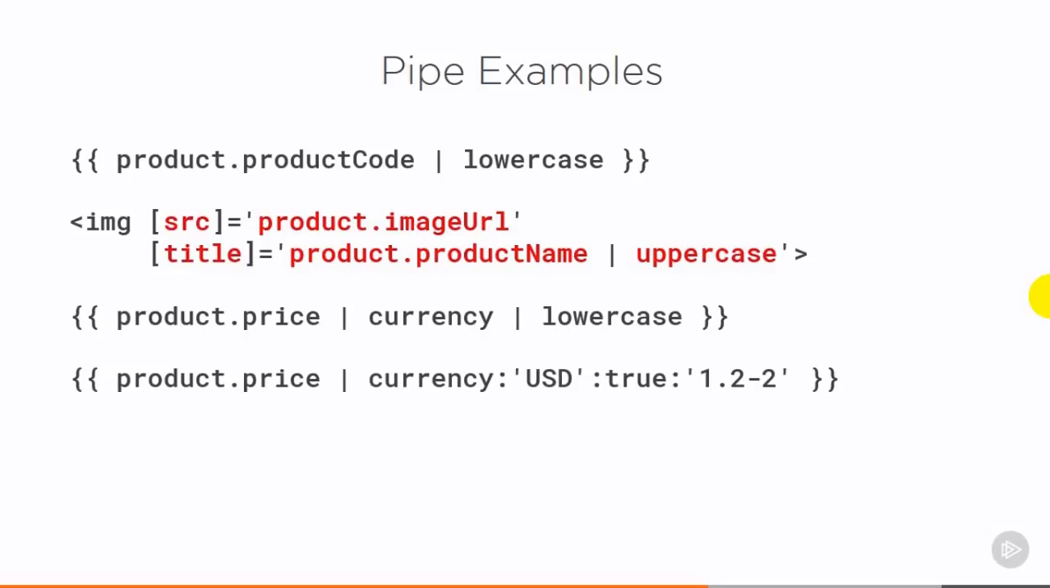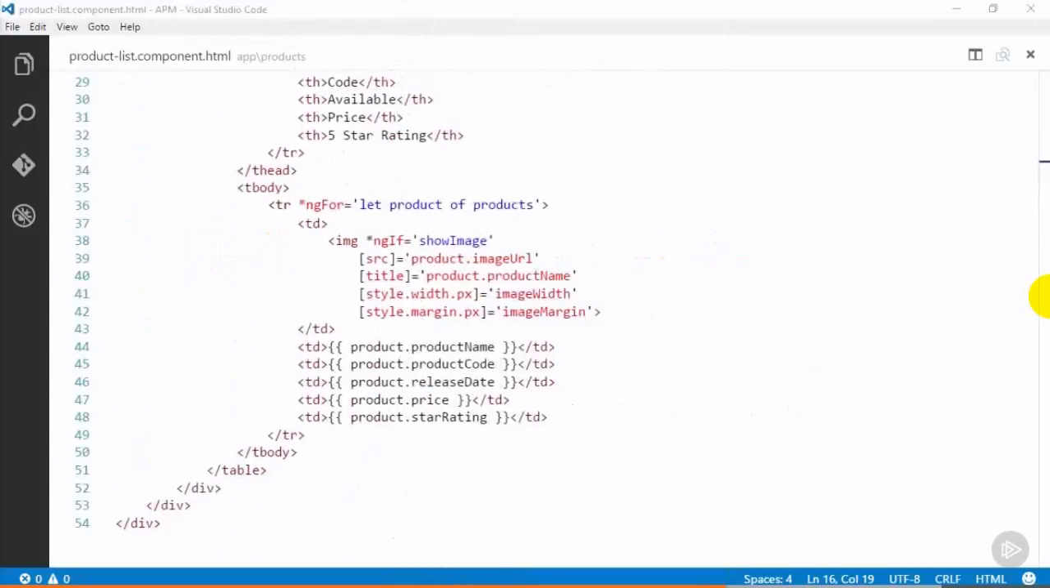With that, let's jump back to the demo. We specify the pipes in the template, so we are looking at the product list component template. Let's add a lowercase pipe for the product code and a currency pipe for the price. For the product code, we simply insert the pipe character after the property in the template expression and type lowercase. That's it. For the price, we insert a pipe character and currency. That's all that is required. But let's try out a few of the parameters.